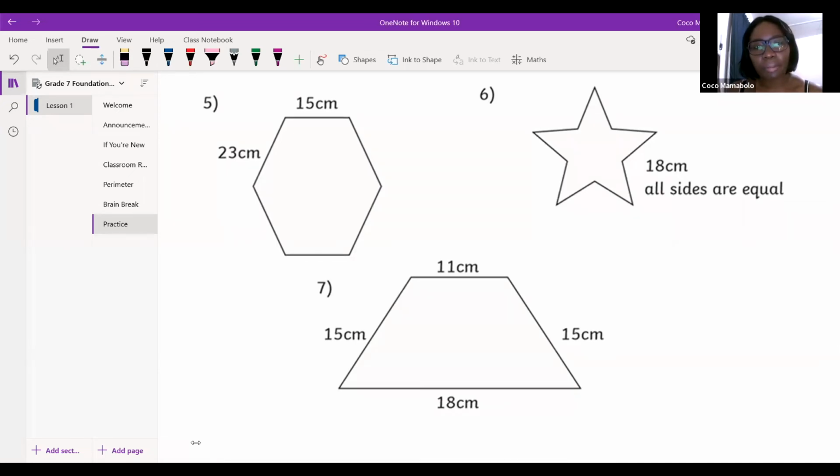But ma'am, number 5 has equal sides. Good, okay, but then which sides are equal to what? Ma'am, all sides are equal to 15 centimeters. Okay, so this side is 15 centimeters and this side is 15 centimeters, like that. Yes, ma'am, because they're all equal sides. Okay, all right. I'm going to ask in the chat. Does everybody agree with Khomotso?